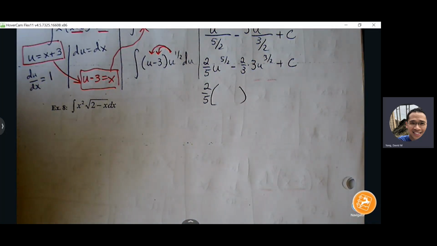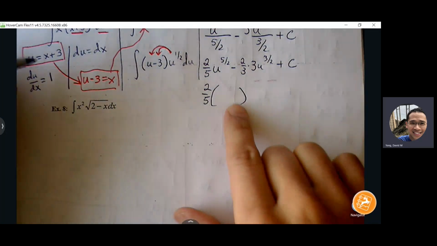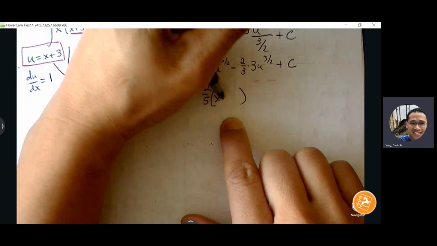Okay, you can leave your answer either in radical form or leave it as rational exponents. Either is fine.